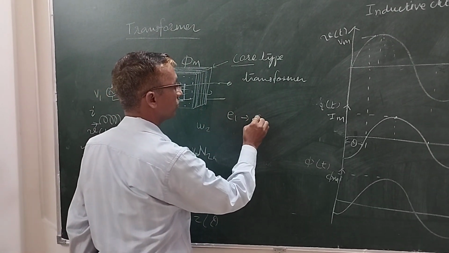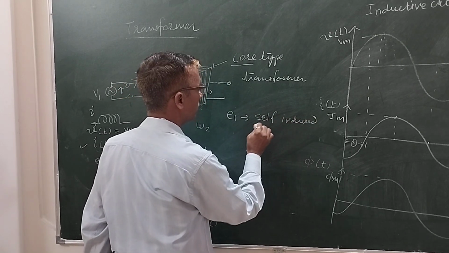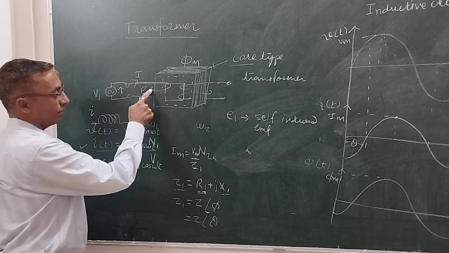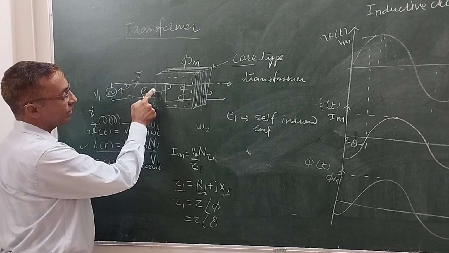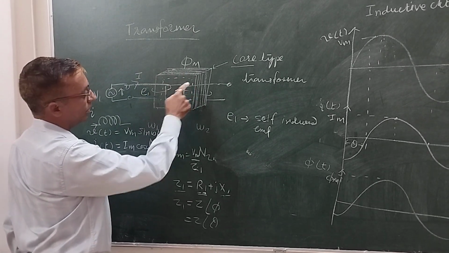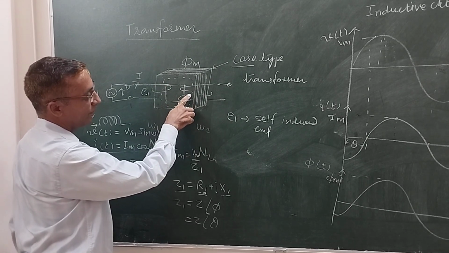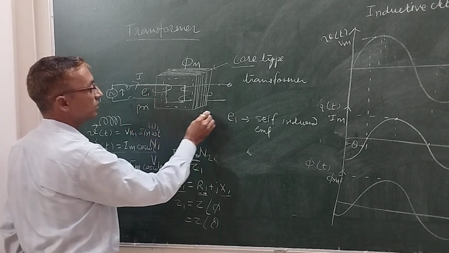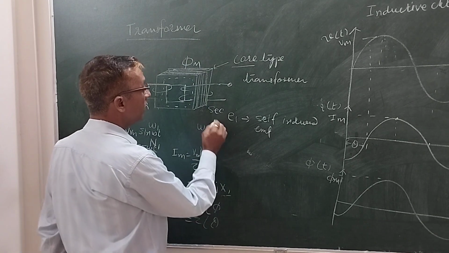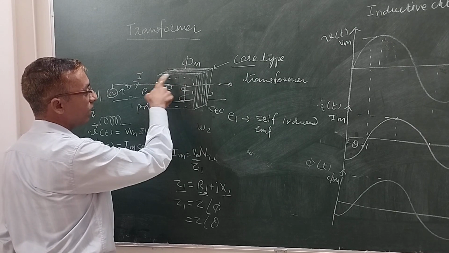E1 is called the self-induced EMF, and the current is flowing. The core is getting magnetized. After some instant you will find that it is getting linked with the secondary coil. This is the primary coil, in some cases it is the secondary coil. Now on this side it is the secondary coil. The secondary coil is getting linked with the flux because of this core.